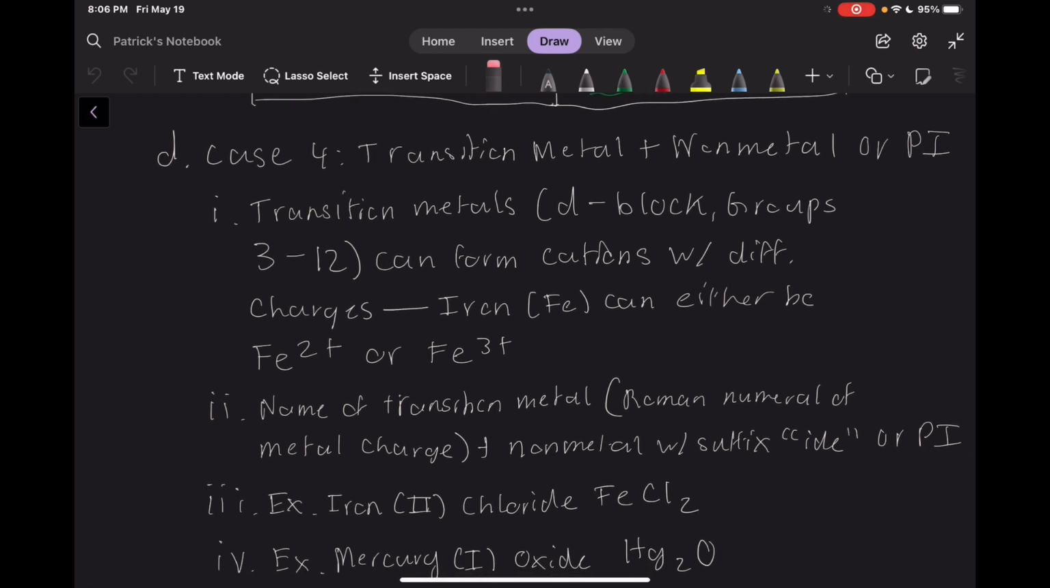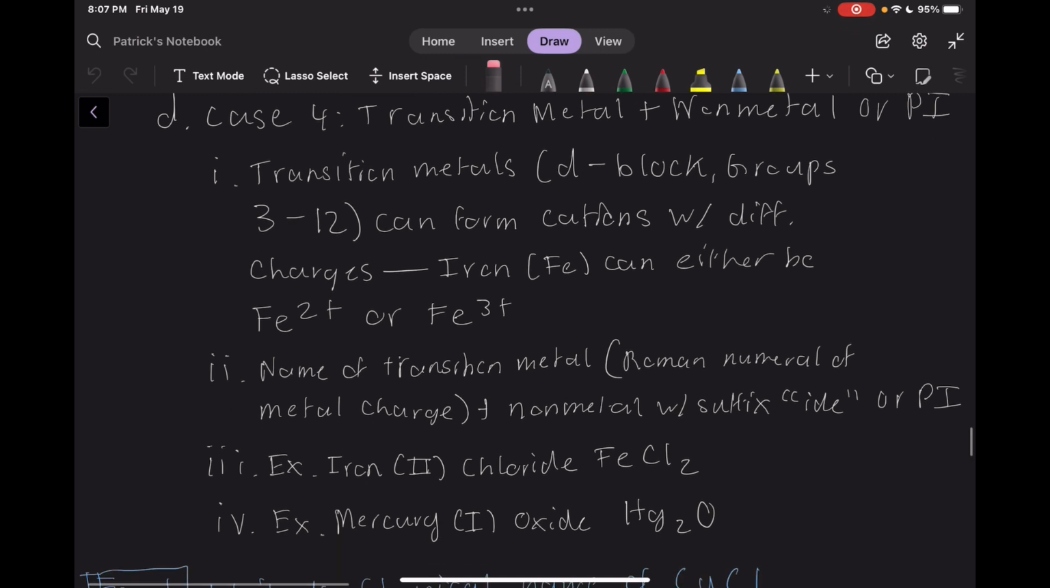Last case now. In case 4, we have compounds that involved a transition metal bonded to a nonmetal or a polyatomic ion. A transition metal, if we recall, is a metal found in the D block of the periodic table, in groups 3 through 12. These metals are unique in that they can form cations with different charges depending on the way they're bonded. For instance, iron can either have a positive 2 charge or a positive 3 charge. It can transition between these 2 charges if it helps to think of it that way.